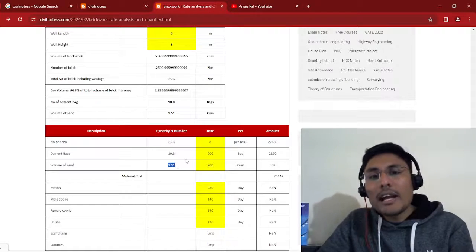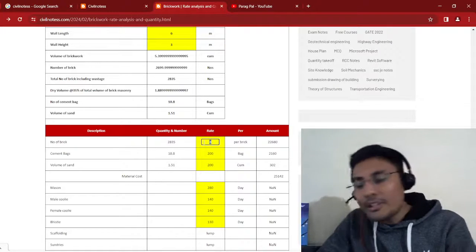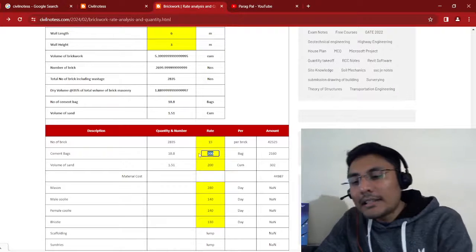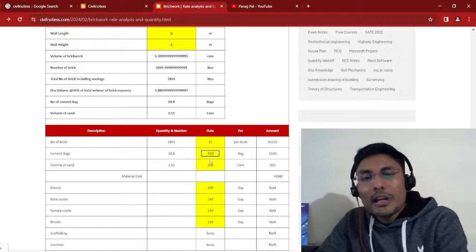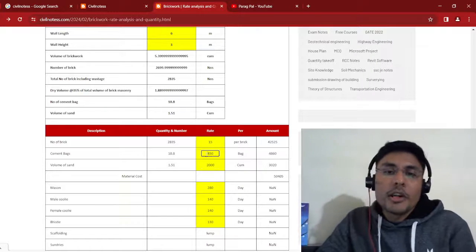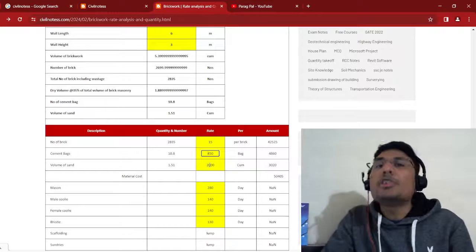After that, what you have to do is put the rate of the bricks, which, let's consider, is 15 rupees per brick. Cement bag, let's consider 450 rupees. Volume of sand, let's consider 2000 per cubic meter. These rates will definitely come from the area which you are considering.